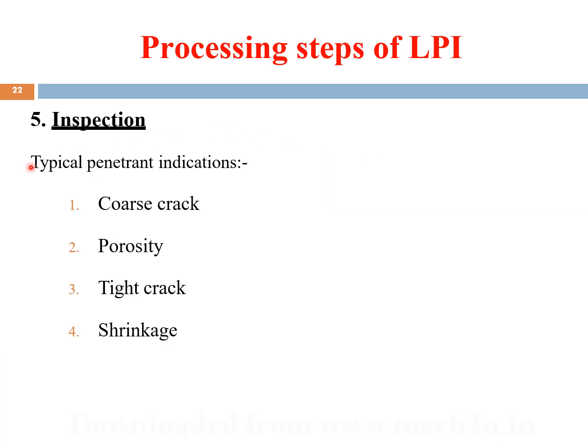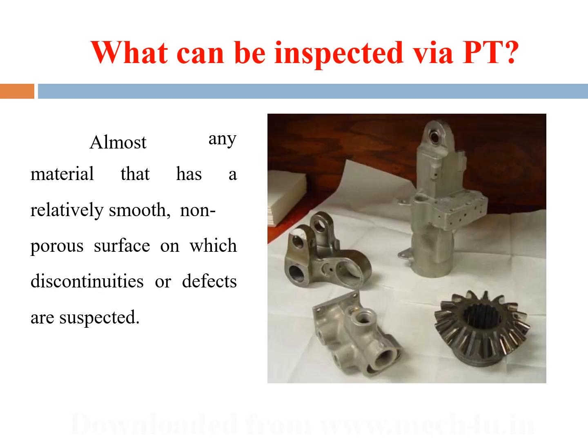Now, there are typical penetrant inspection indications that are provided. Coarse cracks can be found out, porosity can be found out, tight cracks can be found out, shrinkage defects can also be found out. These are the typical penetrant indications after applying the penetrant and after viewing it through the light sources. Now, the next question comes, what can be inspected using penetrant testing?